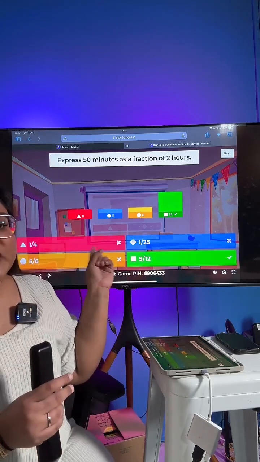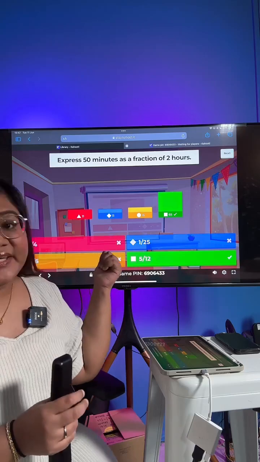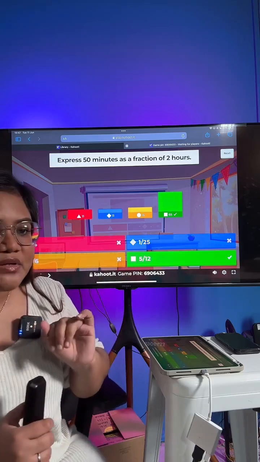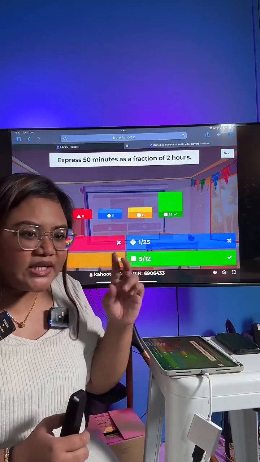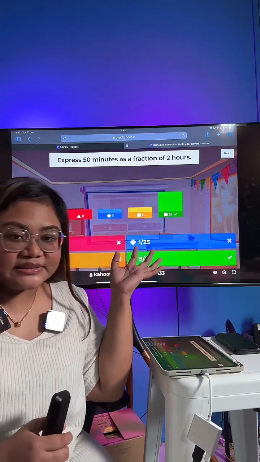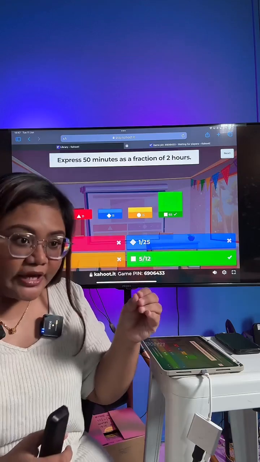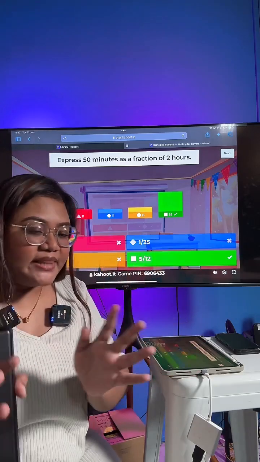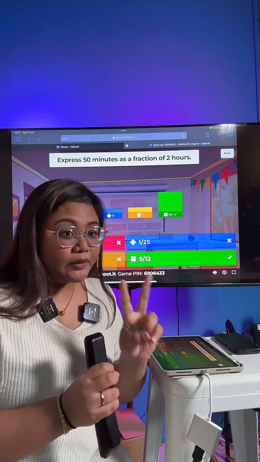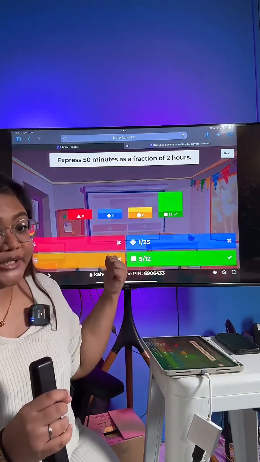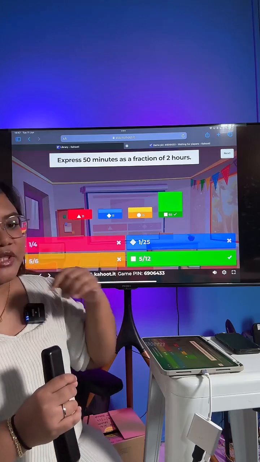This one, you can use mental sums, no issues. Only 30 seconds, right? So, yes, you can use mental sums. Now for those of you who are thinking, already missed 2 questions, can I still join? Yes, you can, because later on towards the end, there are double points. So you can gain a lot of points there. So quickly join now at 6906433.